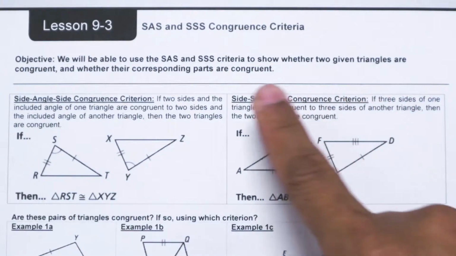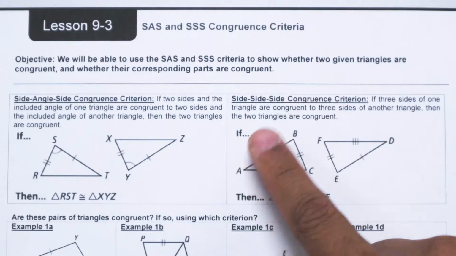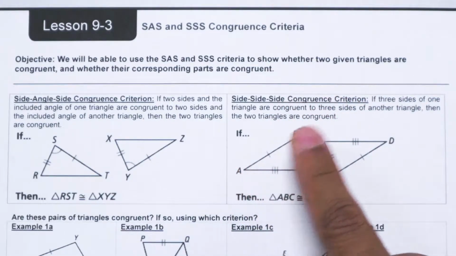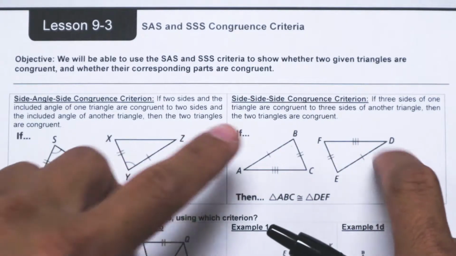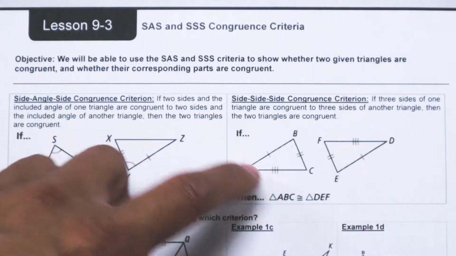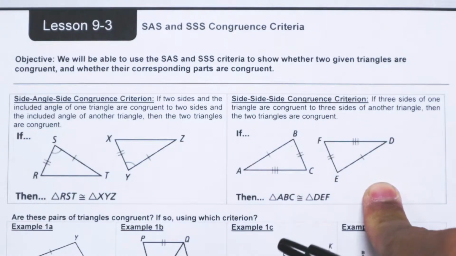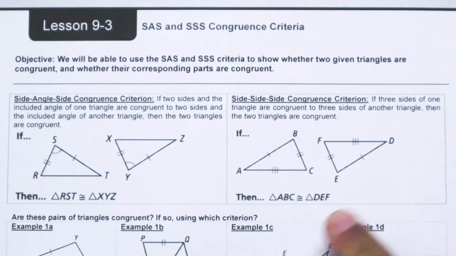Another criterion is called the side-side-side congruence criterion. Instead of reading this sentence, let's take a look at the diagram. If you have all three pairs of sides, pair 1, pair 2, and pair 3, congruent in both triangles, then you can tell that these two triangles are the same shape, same size. So triangle ABC matches triangle DEF.